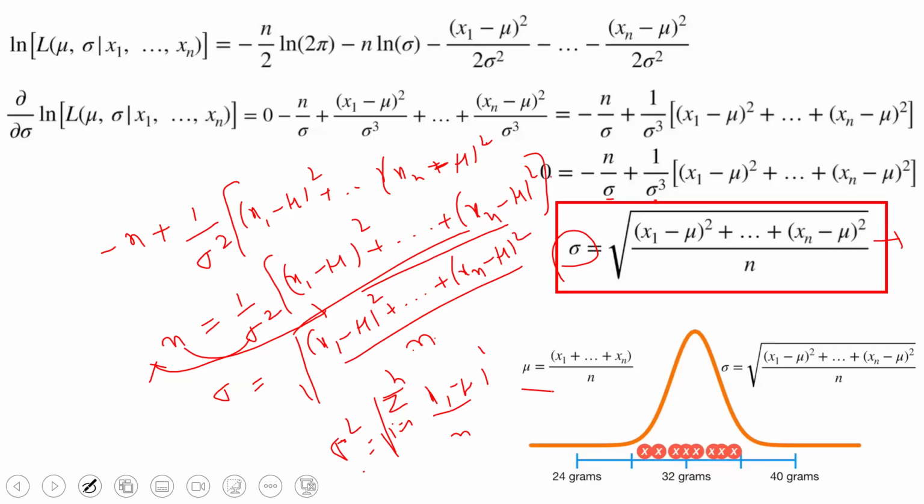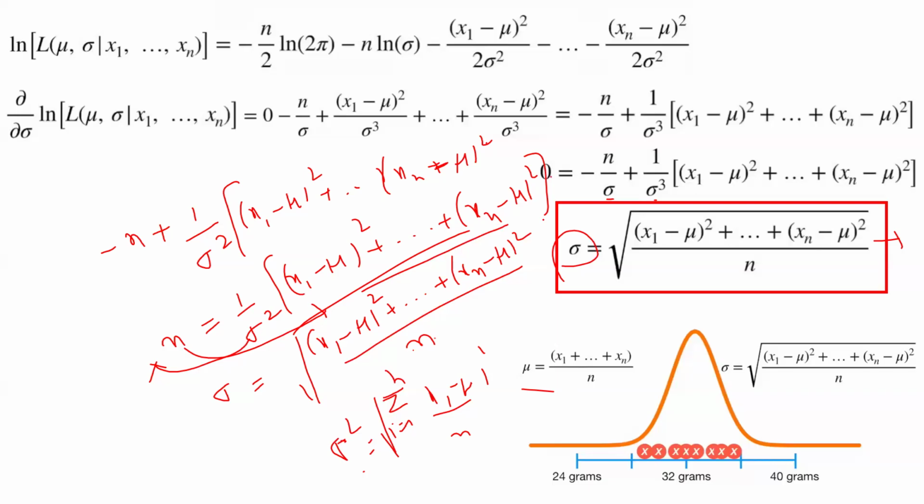So the main intention here is just to show you what is likelihood, how we calculate the likelihood, how we calculate the maximum likelihood, and what the intention is behind calculating the maximum likelihood. Is everything clear so far? Yes. Okay.